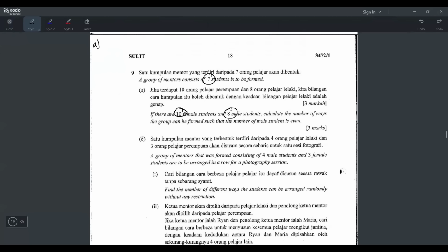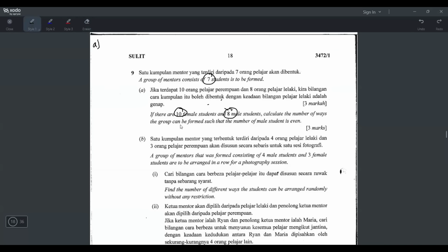We have 10 female and 8 male, so in total there are 18. If you want to choose 7 from 18, the number of ways is 18C7, if there is no condition. What is the meaning of no condition? It means all male is fine, all female is fine, a mix is fine, anything is fine. That's the meaning of no condition. But if you look at this question, they say there is a condition.